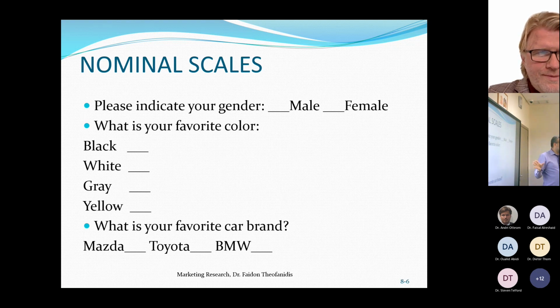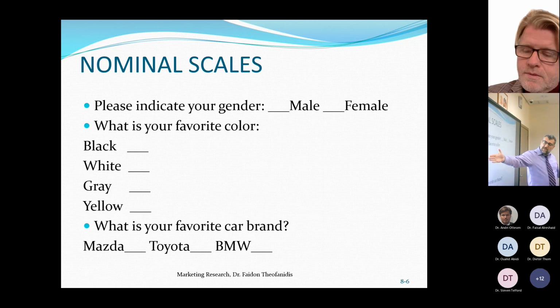So what kind of statistics do we use to analyze nominal variables? Percentages. Percentages are the most common statistic we should use. For example, 40% in my sample are men, 60% in my sample are women. Or 20% prefer black, 30% white, 40% gray, and 10% yellow, something like that.